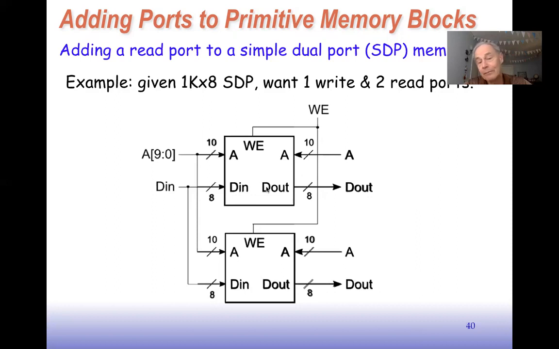Right. So of course, it doubles the size of the memory, but this is one way to do it. If you're stuck with a single dual port memory and you need more multiple ports, you can just add more memory blocks and then write to them all simultaneously. Okay, so that's a fairly simple thing to do.